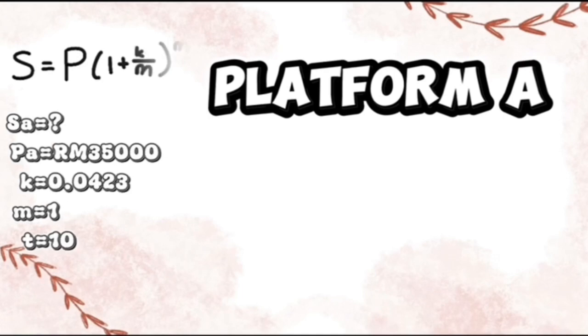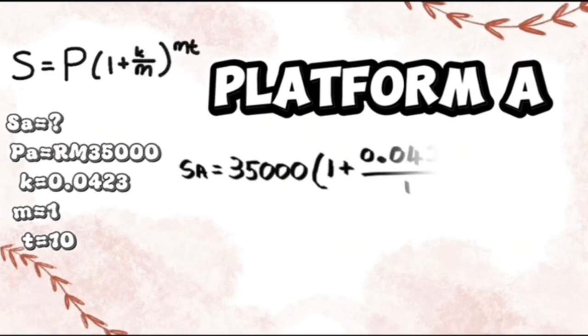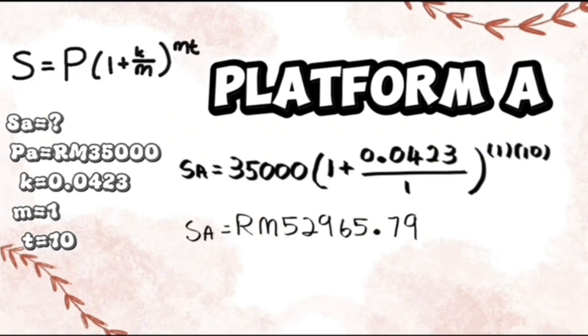Question 1A. Calculate the total amount accumulated from both investments. For question 1A, we are going to use the compound formula, which is S equals P(1 + K/M)^(MT). So, we are going to calculate platform A first, where P equals 35,000 ringgit, K equals 0.0423, M equals 1 and T equals 10. The answer is 52,965 ringgit and 79 cents.